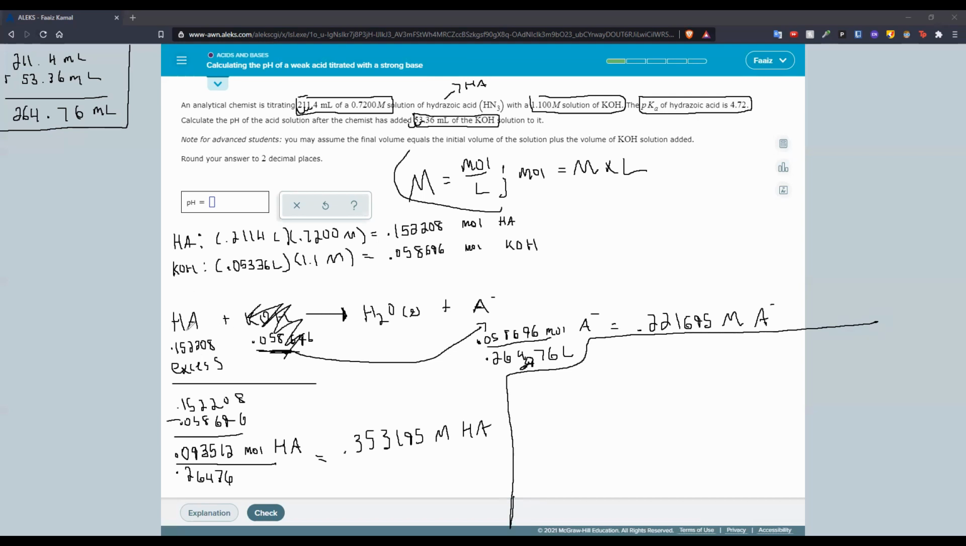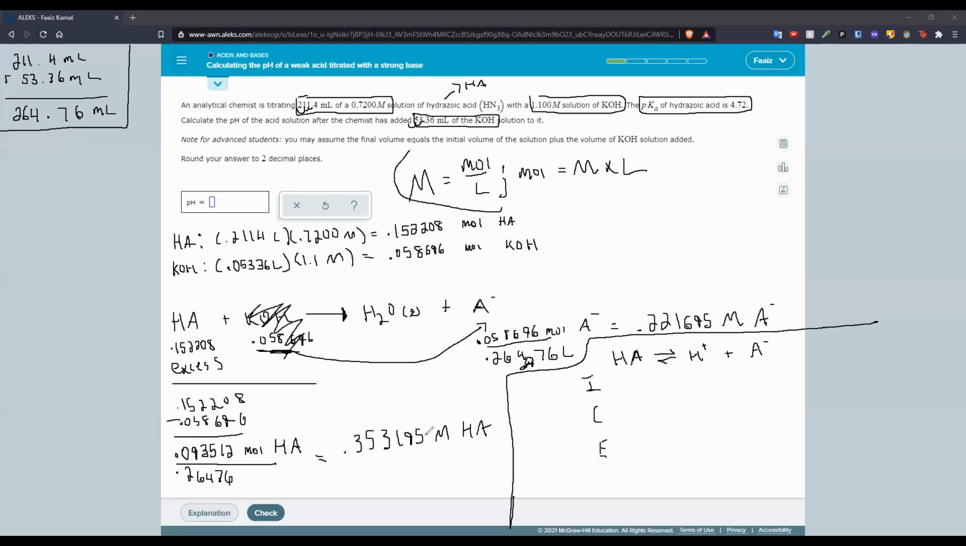Now, like I said, it gets more complicated here because instead of having your strong base in excess, you have a weak acid in excess. So essentially, this makes a buffer. And to find the pH of a buffer, you've got to do an ice table. So the general equation would be HA in equilibrium with H plus and A minus.